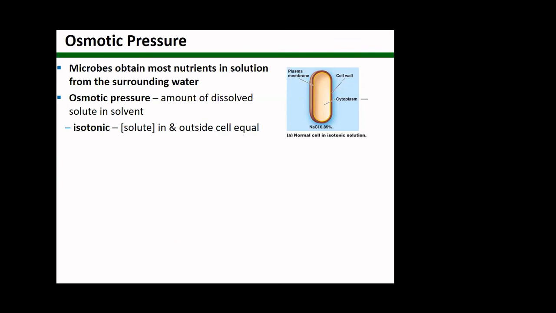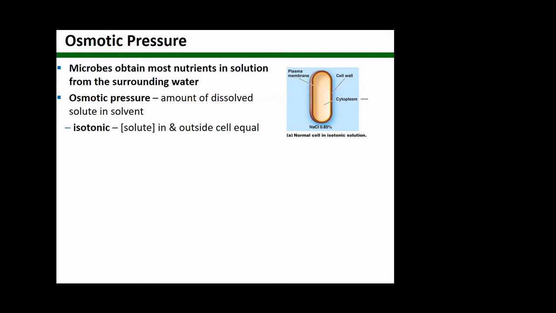Our final physical requirement for growth is osmotic pressure. Now, all microbes are living in some sort of liquid solution, whether it's water or a gut or something. It's always interacting with the environment around it. And so osmotic pressure is really important. So remember, osmotic pressure is the difference in solute and solvent concentrations outside and inside the cells. And for the sake of simplicity, we'll use salt as our solute and water as our solvent, okay?